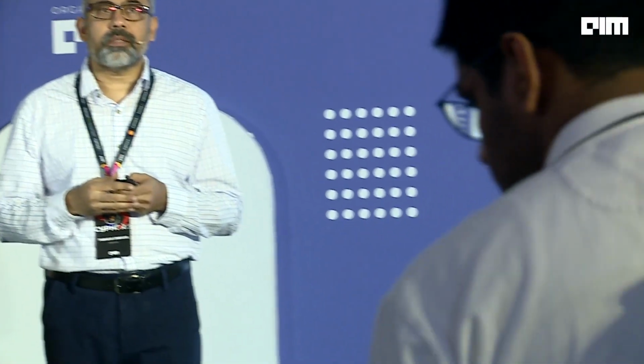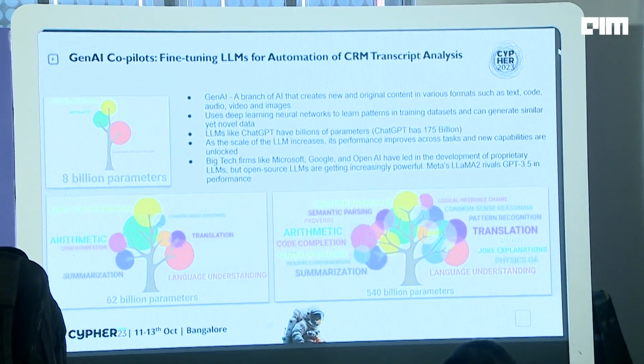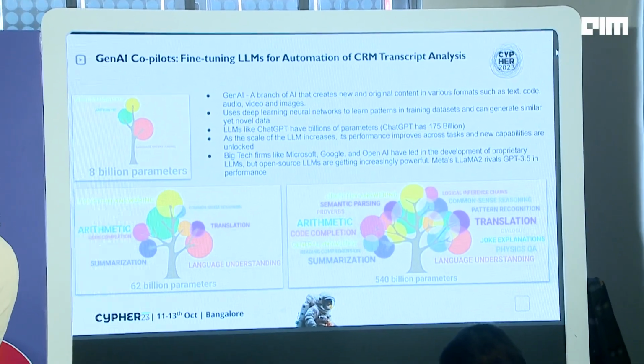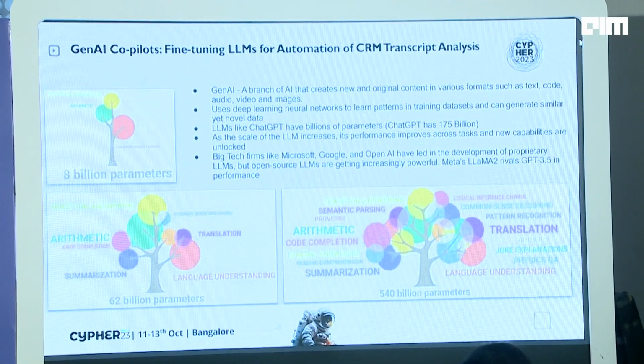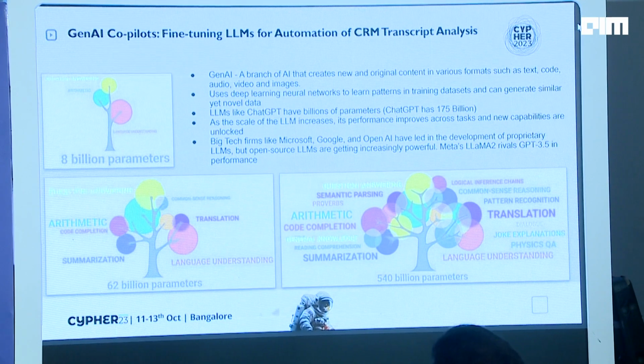All right, a brief overview about generative AI to make sure everybody is on the same page. Generative AI is a branch of AI that creates novel, original content, and it can create content in various formats: images, audio, video, text, and even code. Okay?